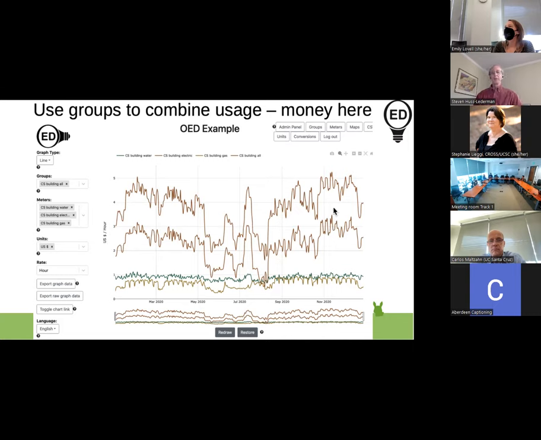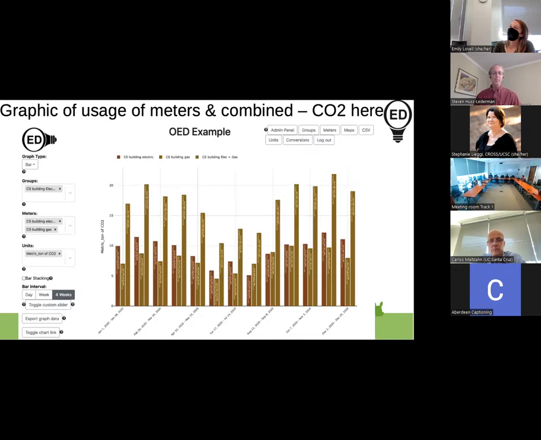And then above is a very important feature in OED. It aggregates. So a site can create arbitrary combinations of meters. And so this is the sum of all the three below it in this case. So this is an important feature to allow people at an institution to show how much a building uses, how much part of campus uses, how much your whole institution uses. So we've given them easy ways to do that.